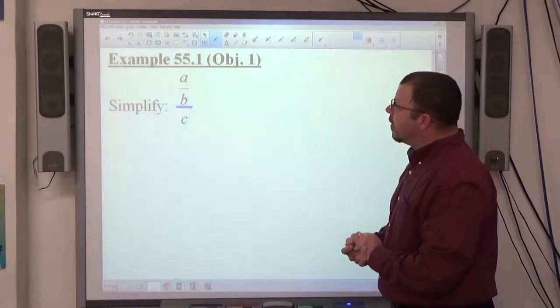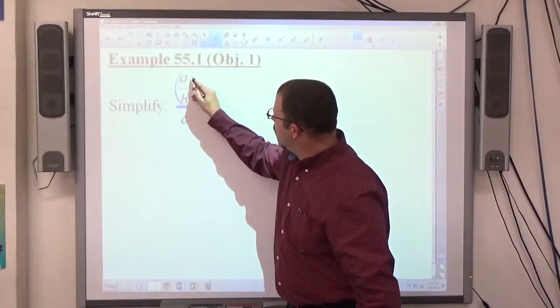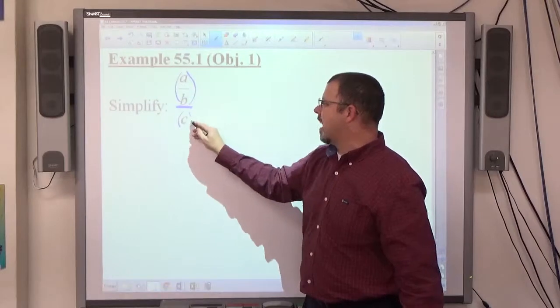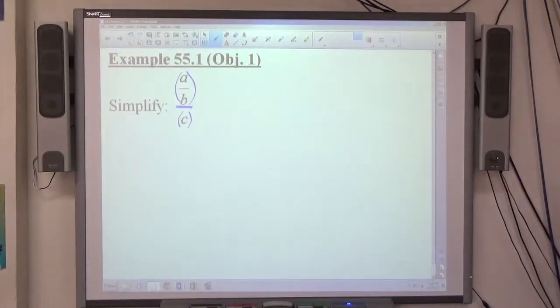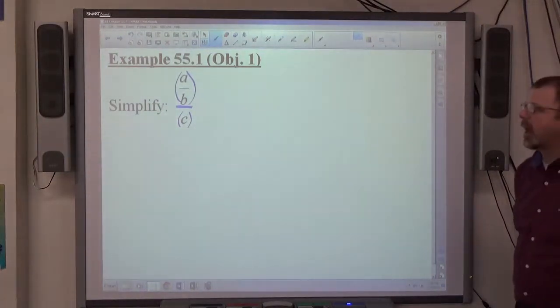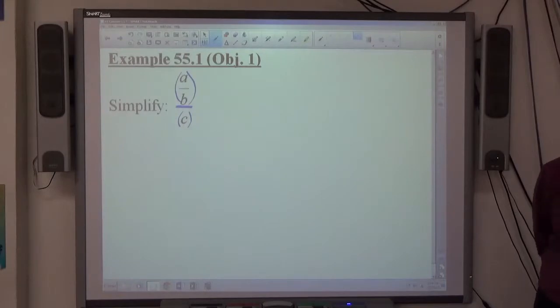All right? The top numerator of this is a fraction. The bottom is not a fraction. It's just C, right? Okay. The only thing that matters when we're finding a common denominator is fractions. So of the two things I'm looking at, A over B is a fraction, C is not a fraction.